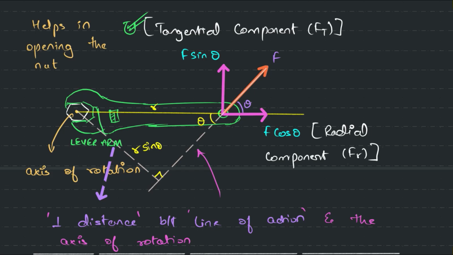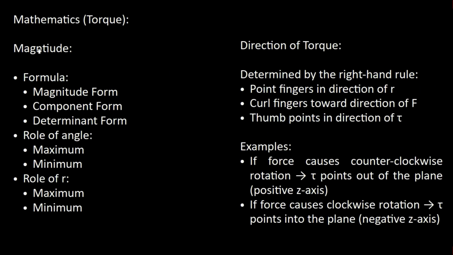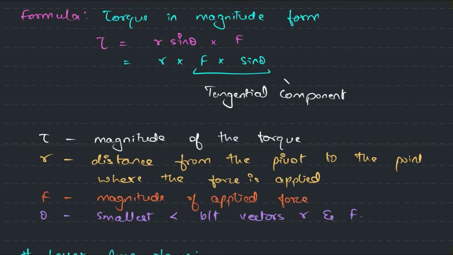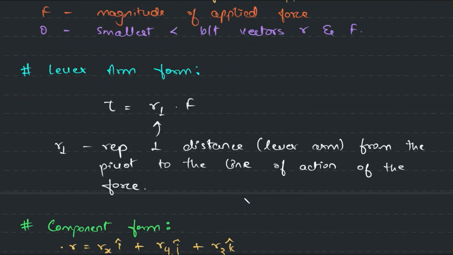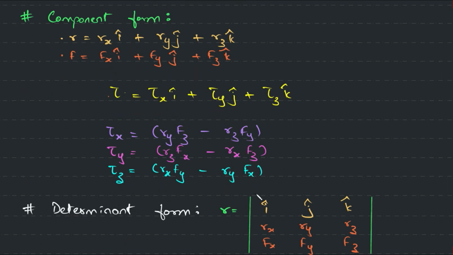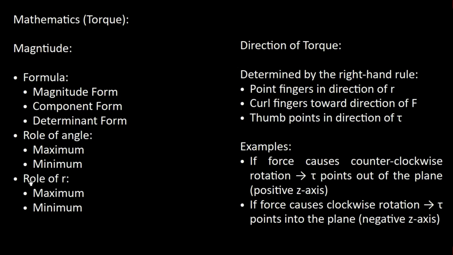Then we looked at the formulas. There are many forms. Basically this is a cross product scenario, but anyway, I've shown only the magnitude over here. When we apply it, it will make more sense. Then the lever arm form, component form, and determinant form. And we saw the maximum and minimum, when theta makes things maximum and when it makes minimum. When does R make maximum and when does R make minimum? All this is kind of commonsensical. You do it practically, you'll get to know.